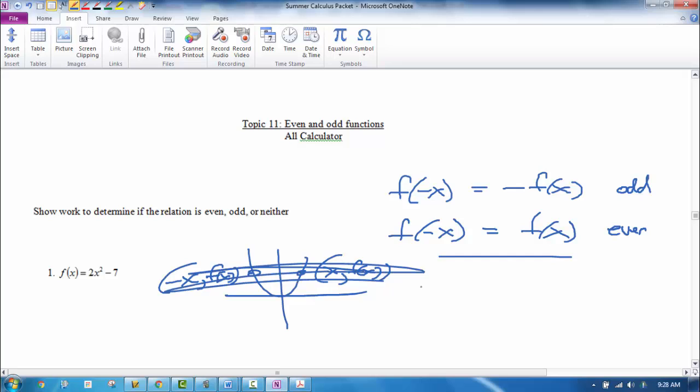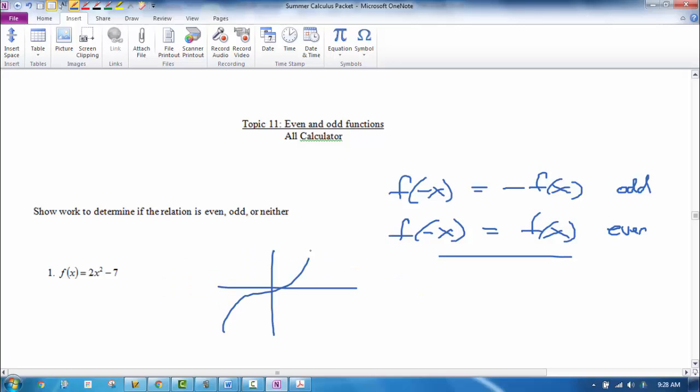And then for an odd function, it's similar in regard to, they look like this, where they're rotationally symmetric by 180 degrees. So if this is x and f of x, then when you plug in -x, you get the same y value distance, but just on the other side. So it'd be negative f of x. Be down that y value instead of up that y value. So that's where these come from. And we can use those to test algebraically whether these are even or odd, and that's what we're going to do because it says show work to determine.